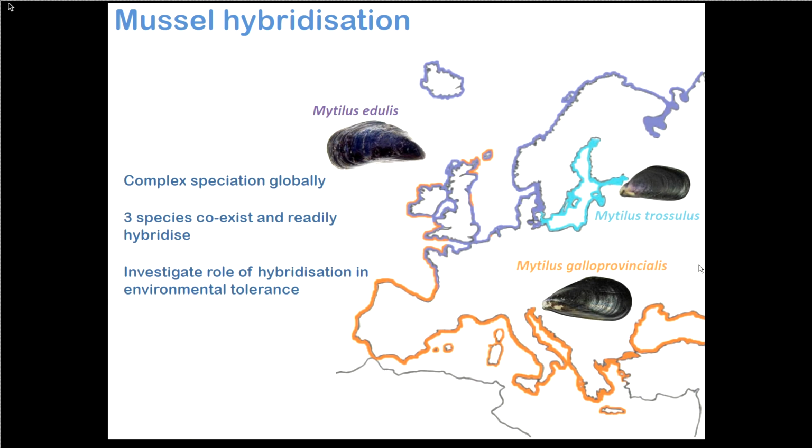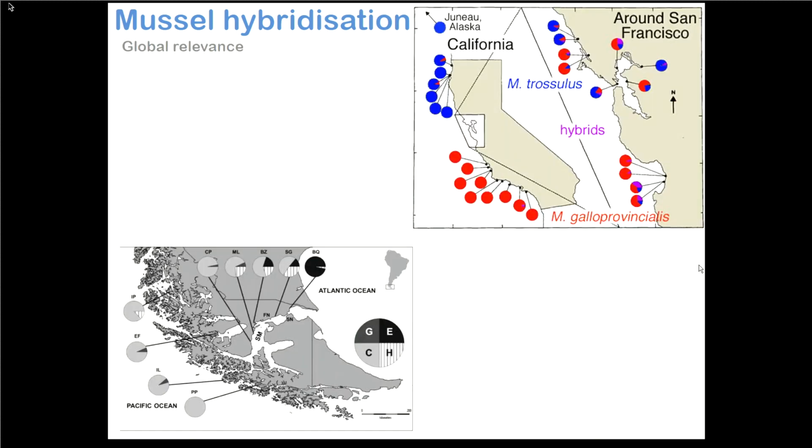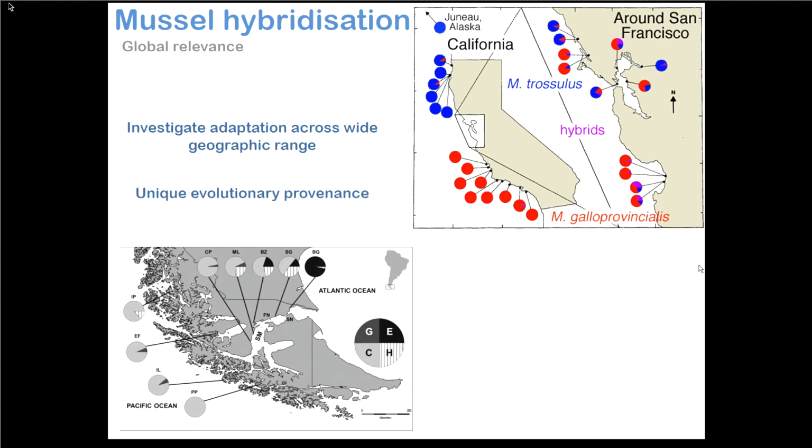The species coexist and readily hybridize. So it offers a really interesting model to investigate the role of hybridization and how that controls environmental tolerance and species adaptation to different environmental conditions. As I said, they occur in different regions globally, so the ability to test this same question in European populations, as well as in Californian populations and Chilean populations, offers a really interesting opportunity to look at evolutionary ecology. These regions all adapted at different evolutionary scales.